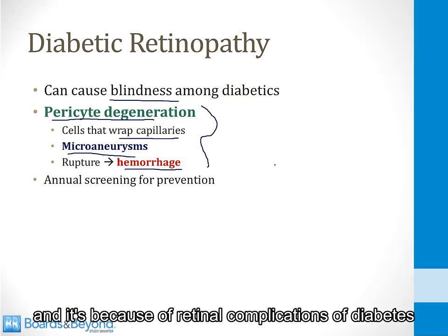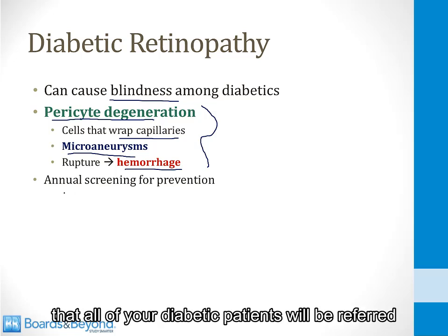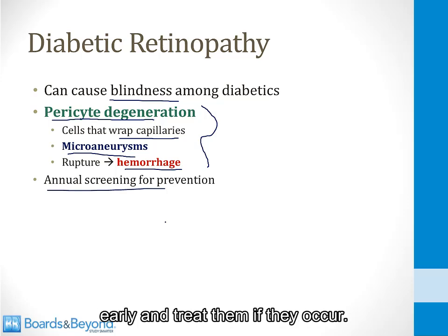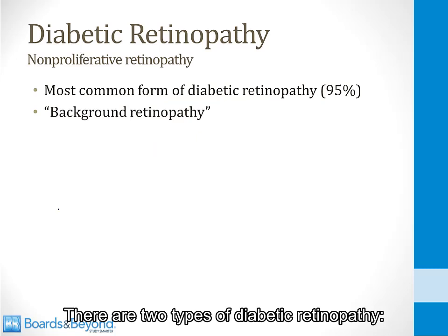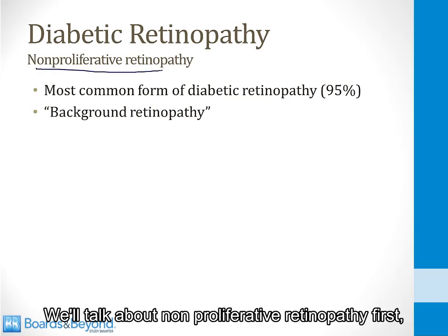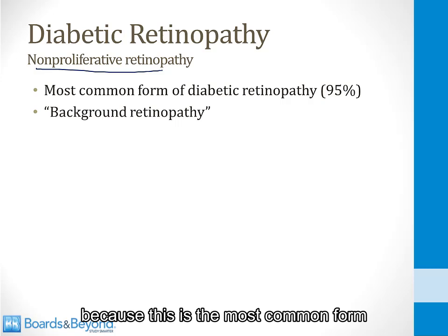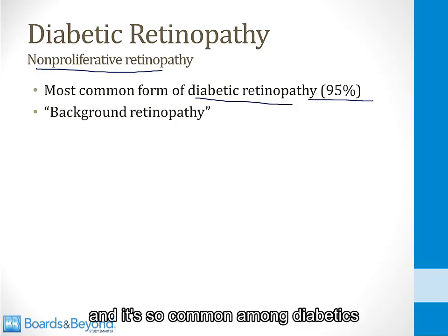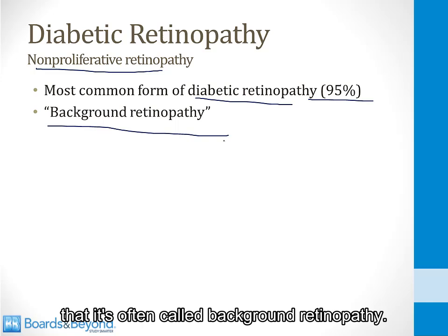And it's because of retinal complications of diabetes that all of your diabetic patients will be referred for annual eye screening to detect complications early and treat them if they occur. There are two types of diabetic retinopathy, proliferative retinopathy and non-proliferative retinopathy. We'll talk about non-proliferative retinopathy first because this is the most common form of diabetic retinopathy. It's responsible for about 95% of cases, and it's so common among diabetics that it's often called background retinopathy.